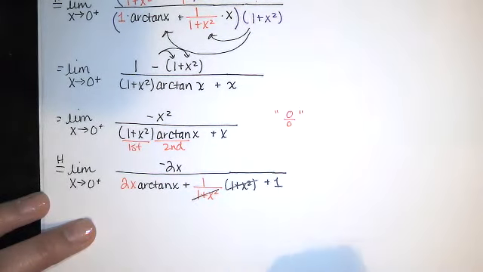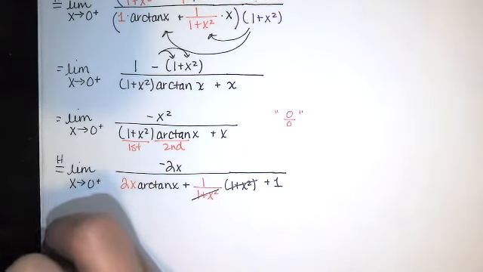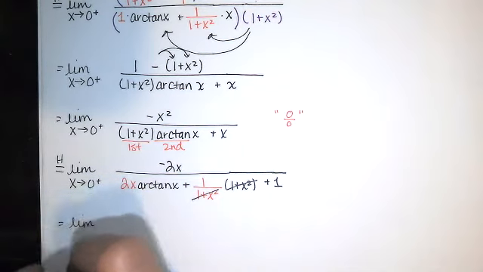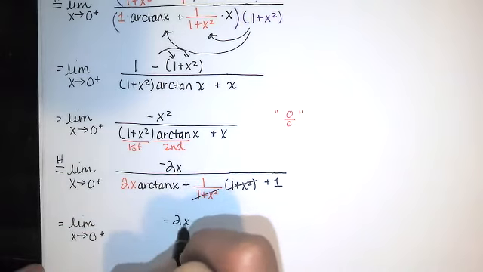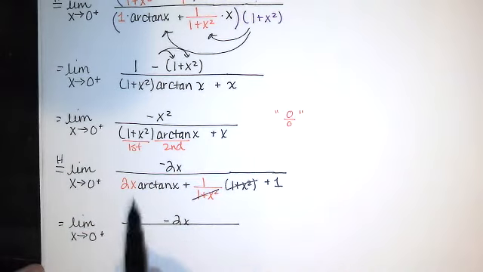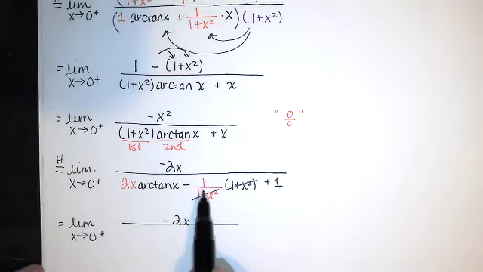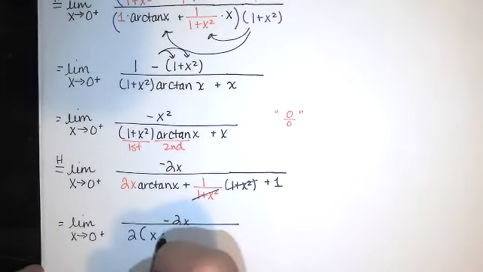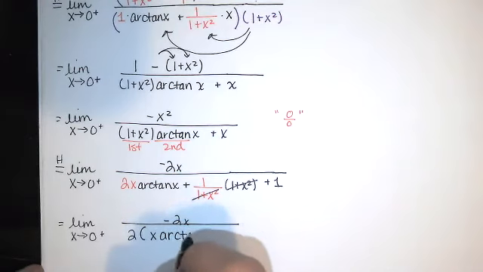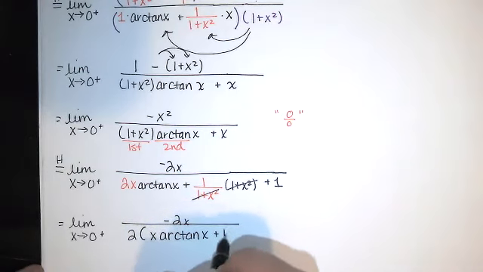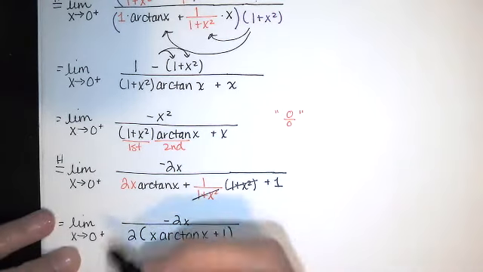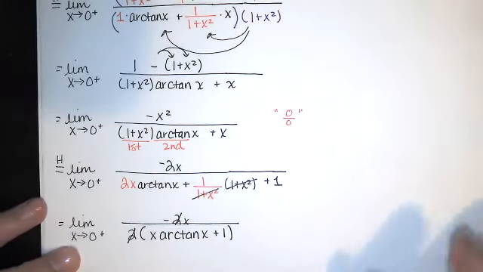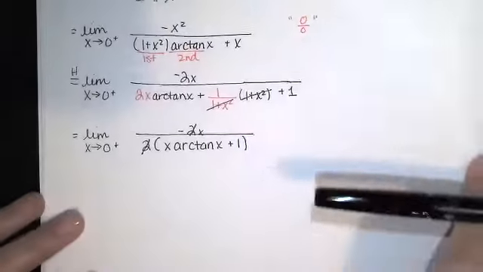Those guys reduce. Get some 2's everywhere. That's nice. We can factor that out. So I've got 2x times arctan of x, and then 1 plus 1 is 2. So let's factor out the 2. I'm just happy every time something reduces. Gets us a little closer to our result.